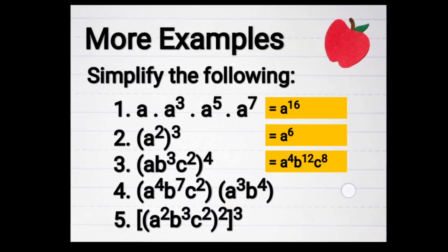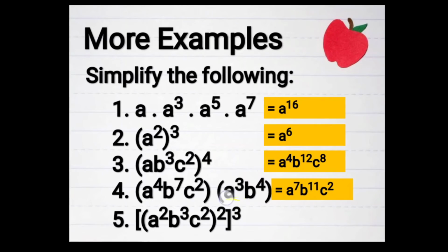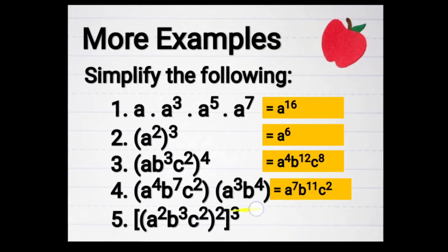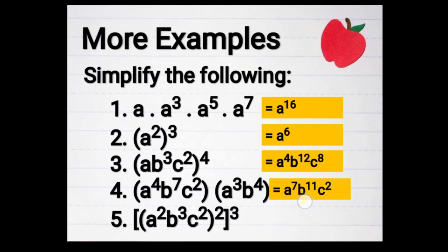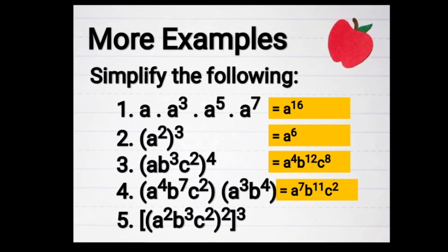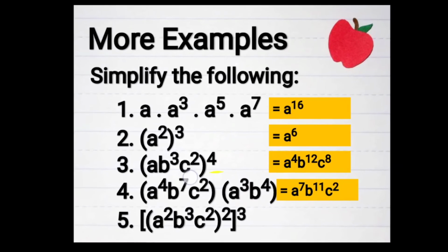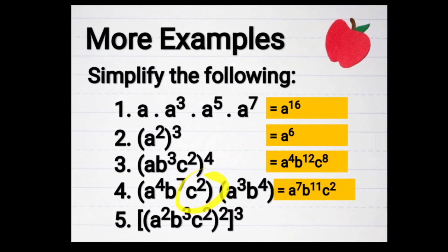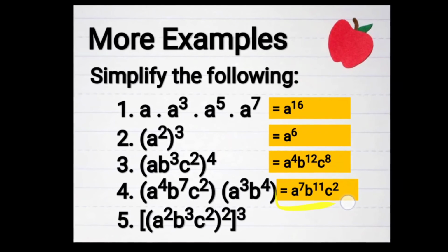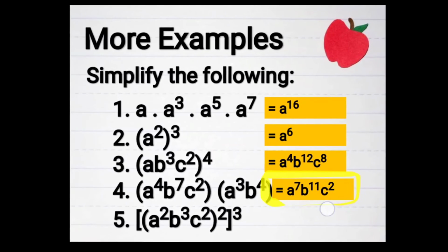So copy that a, then add the exponents of a. So 4 plus 3 is 7. Then copy the base b, then add the exponent of b, we have 7 plus 4 is 11. Then, as you can see, there is no other base c in our given. So in this case, we just have to copy c squared. So our final answer is a to the 7th power times b to the 11th power times c squared.